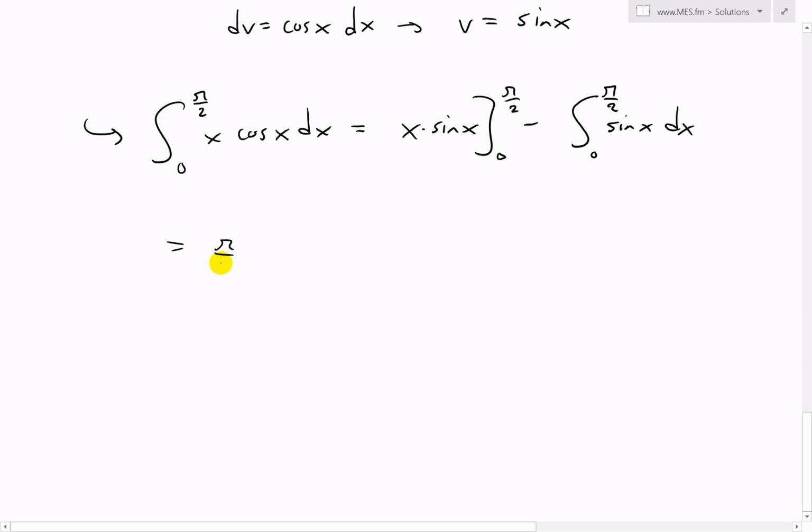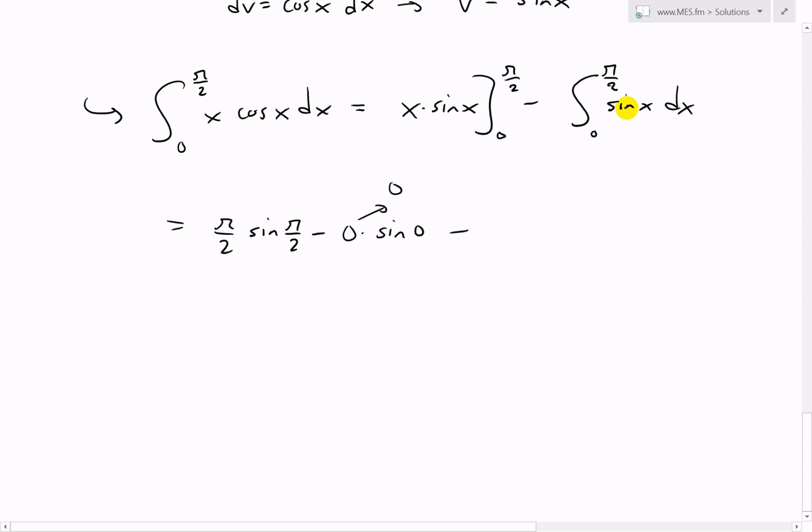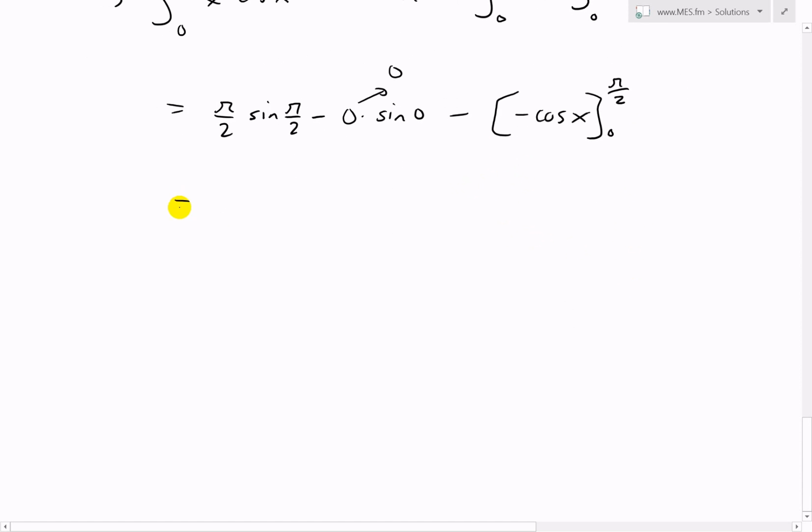So let's plug this in. We have pi over 2 times sine of pi over 2 minus, then we put the 0 in there, 0 times sine 0. Zero times that is just all 0. So we have that minus, and now the integral of sine of x is negative cosine of x, because the derivative of cosine of x is negative sine, so we need to put a negative there to cancel and get sine of x. It's from 0 to pi over 2. Since we have a negative and a negative here, we could just make that a positive.